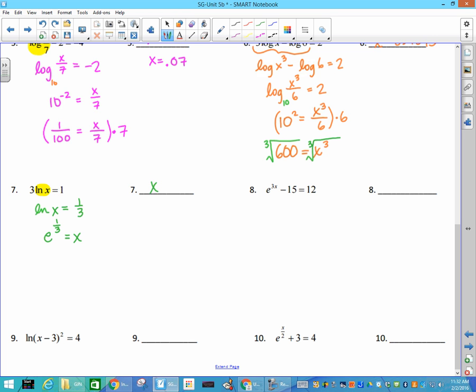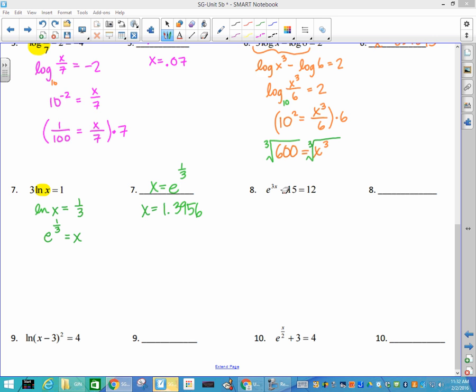Now that's an exact answer, and I'm happy if you want to leave it like that. That's absolutely fine with me. If you don't, then you need to make sure you know how to put that in your calculator correctly and get x equals 1.3956. Okay? All right, look at number 8.